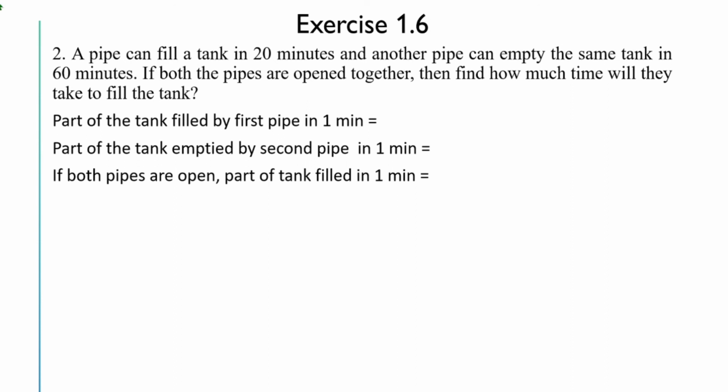So, part of the tank filled by the first pipe in 1 minute will be 1/20. And part of the tank emptied by the second pipe in 1 minute will be 1/60. Therefore, if both pipes are open, then the part of the tank filled in 1 minute will be 1/20 minus 1/60. So here the LCM is 60. Here 3 minus 1, or 2/60, it is 1/30.